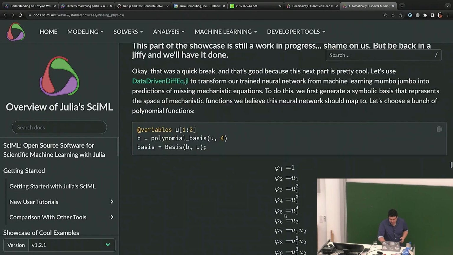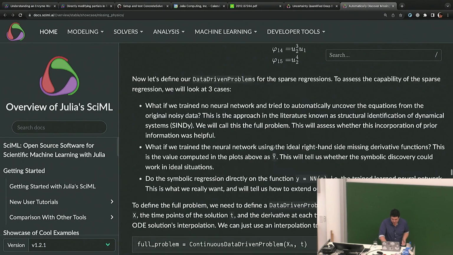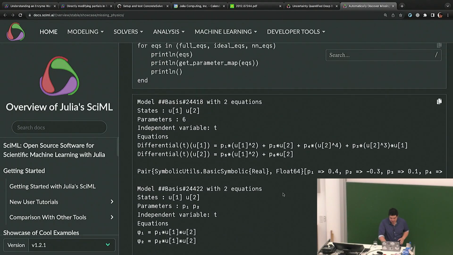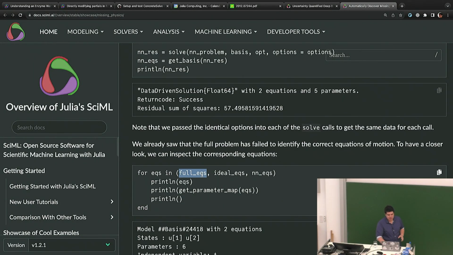So let's do the symbolic regression. The symbolic regression is done in a few ways. Here you can see we're doing the symbolic regression to learn the full equations, without prior known information, against the ideal data without any noise, and then we have the version that is using the prior known terms plus the neural networks.